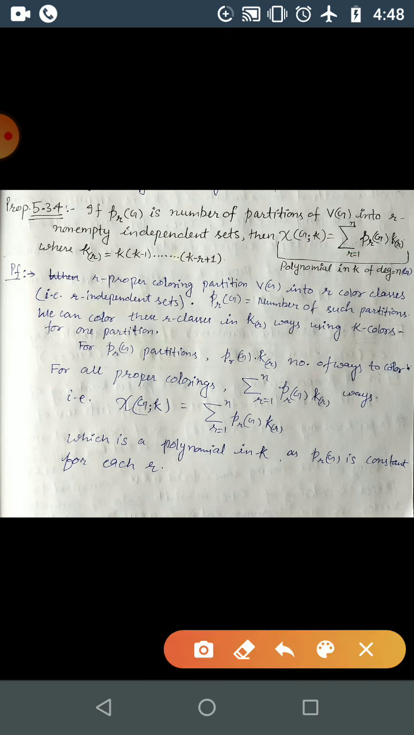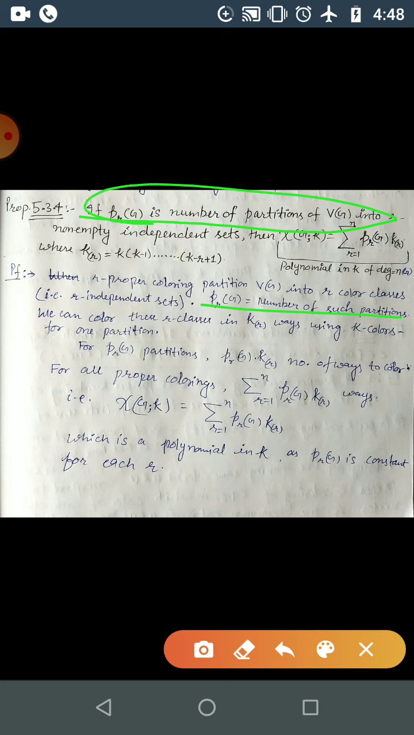Now here we are having R non-empty independent sets, which means we have R color classes. So an R proper coloring partitions V(G) into R color classes, obviously, because of the R independent sets. And the number of such partitions is denoted by P_R(G), this is given, correct.